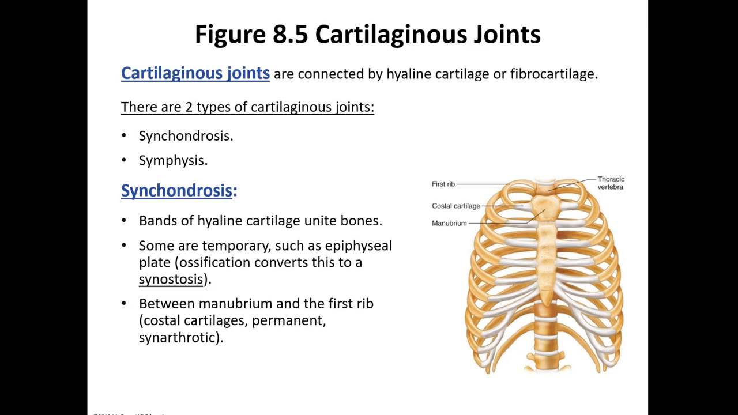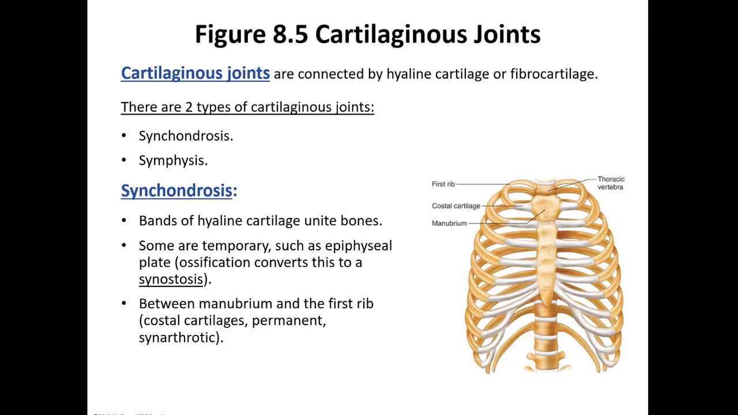Now for synchondrosis, an example in our body is the first rib bone. That bone is immovable. It's firmly attached to the cartilage that attaches to the part of the sternum called the manubrium. So our first rib bone's articulation with the sternum by way of costal cartilage is an example of synchondrosis.